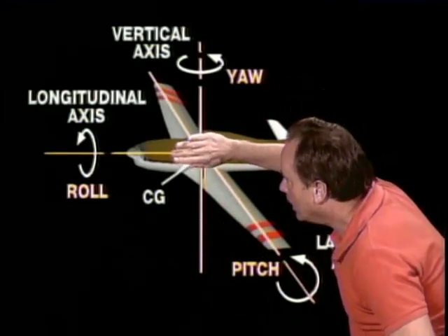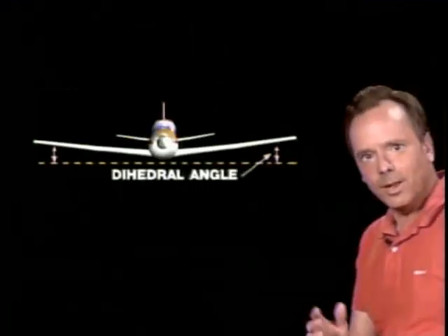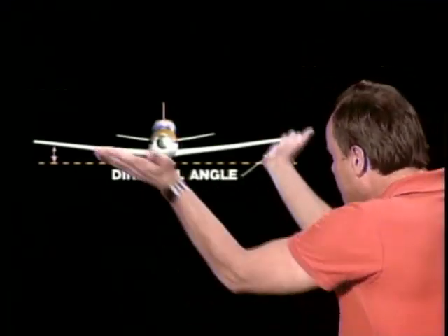And so movement of an airplane along its lateral axis is called roll, and it's the same as movement about the longitudinal axis, and it's controlled by ailerons. Now let's you and I take a look at that dihedral angle again. They're going to ask you on the test, how do you measure that dihedral angle of a wing?